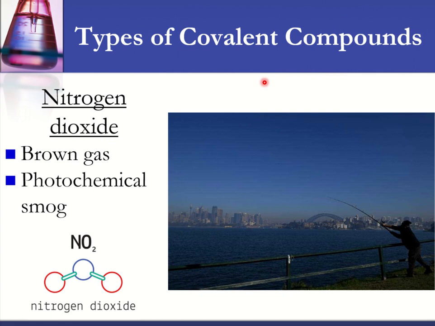Another example of covalent compounds is nitrogen dioxide. So for those of you who can see the Harbour Bridge, every day during peak hour traffic, a lot of combustible engines will release this sort of brown gas called nitrogen dioxide, and it's just this kind of brown haze that you see at peak hour here.